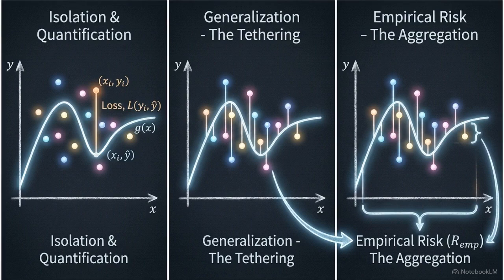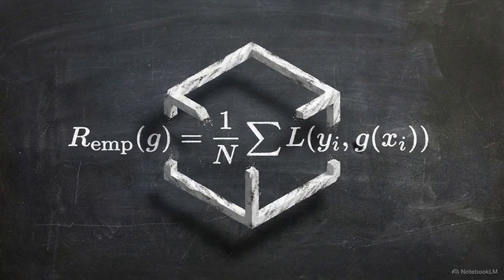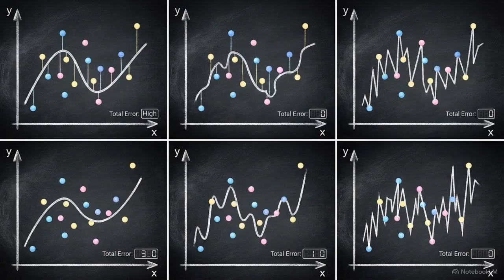To evaluate performance, the model calculates the expected loss across the entire training set. This total aggregate error is defined as empirical risk, or R empirical of G. Empirical risk minimization is an optimization strategy searching for the function that shrinks this error to zero.